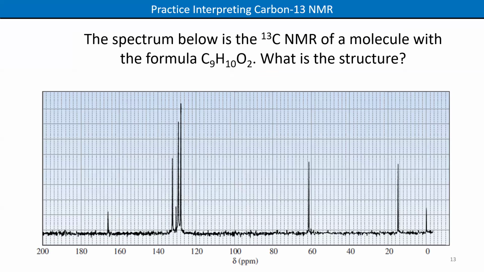All right, so here's an example. We've got the formula C9H10O2, and we figure out the structure just from the formula and the carbon NMR. C9H10 seems like a benzene ring.